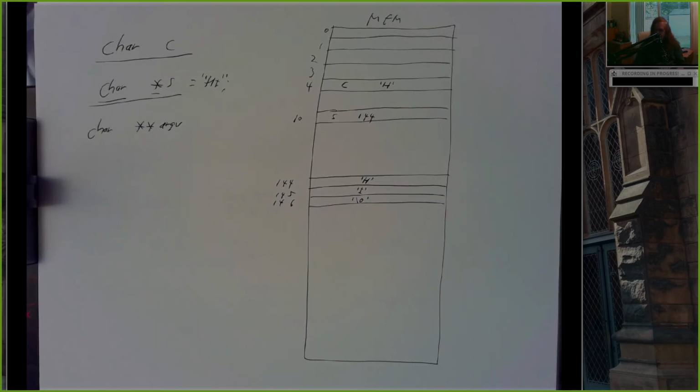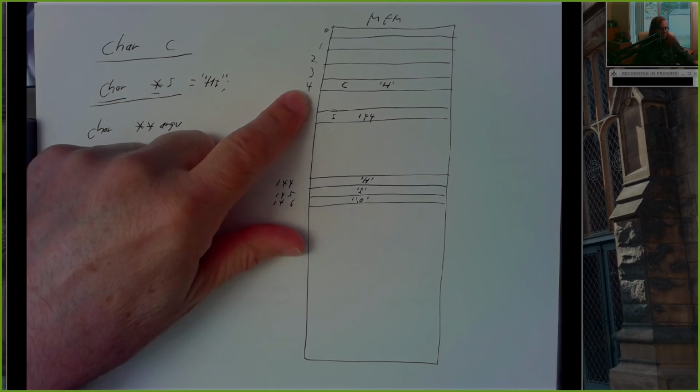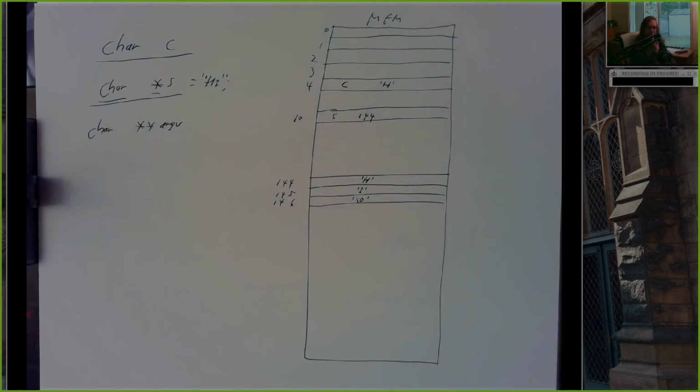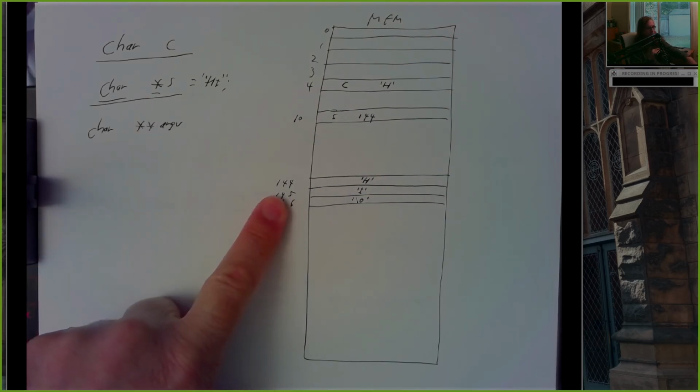Now when we try to print the value of C, the print function is told, hey, print the character stored at location 4. The code for print looks at location 4, finds an H, prints it out. When we call print and we say, hey, print the string S, the print function is called with the value of S, which is 144.